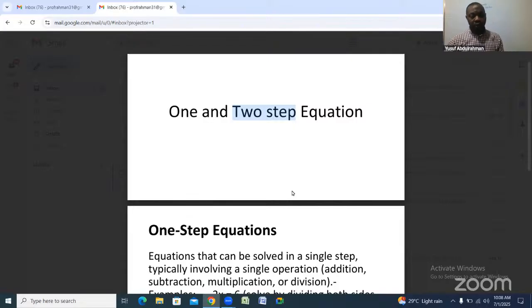All right, so what we have showing on the screen now is that one-step equations are equations that can be solved in a single step, typically involving a single operation. Okay, that is addition, subtraction, multiplication, or division. Now, let me show you what it looks like when we talk about a one-step equation.